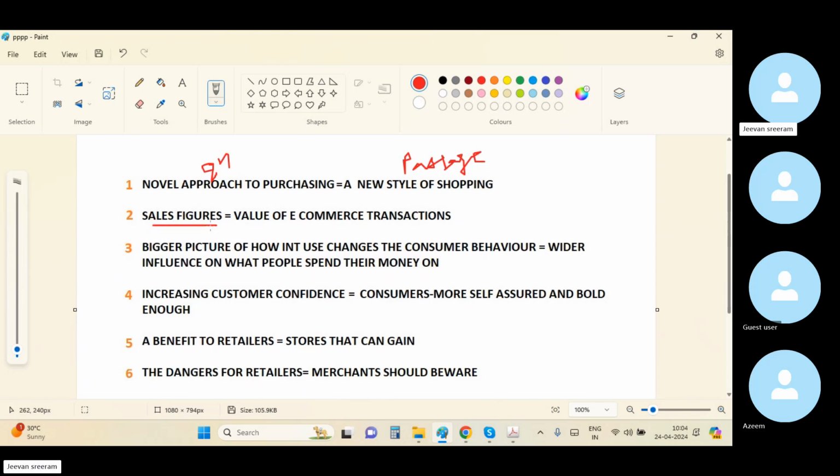Sales figures in the question. You can see this phrase in the question. Value of e-commerce transactions in the passage. Right, buddy? Bigger picture of how internet use changes equals wider influence. So all the paraphrases have been listed down.